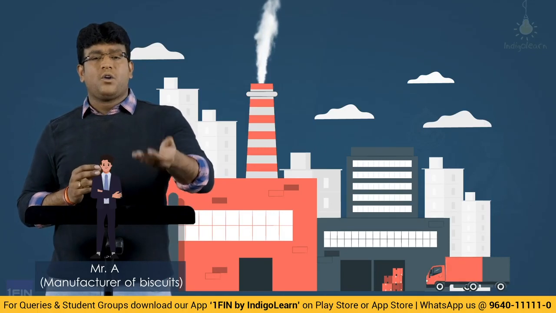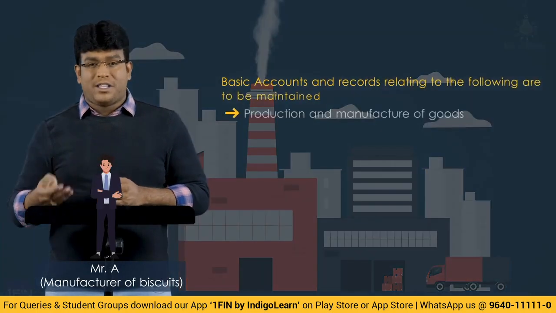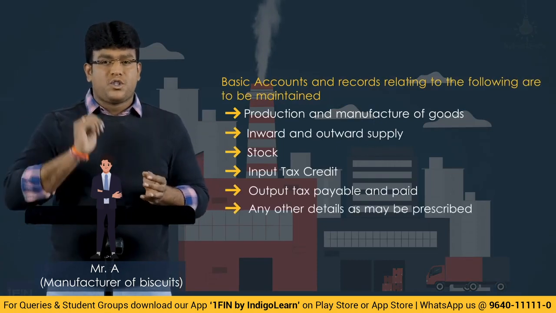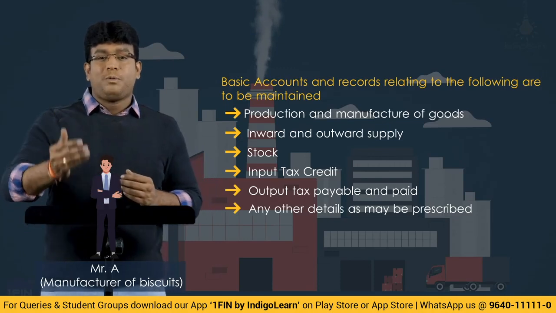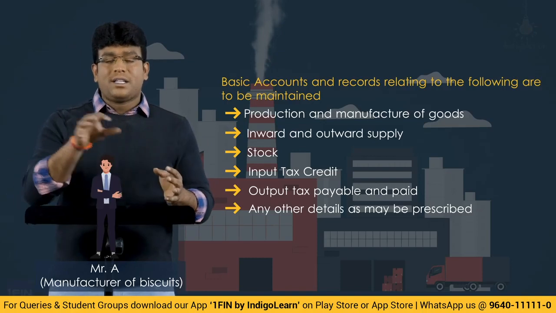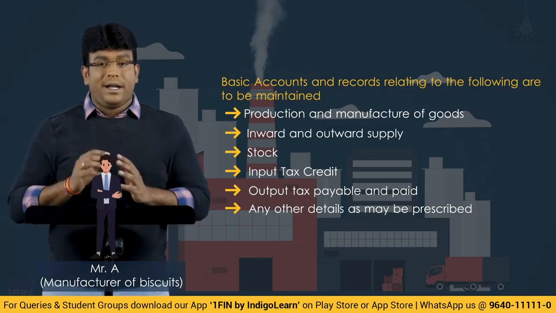We know the general records required to be maintained, that is the details of production or manufacture of goods, details of inward supply, outward supply, details of stock of goods, and details of input tax credit, details of output tax payable and paid. This is a general point, or general records, that every registered person is required to maintain.